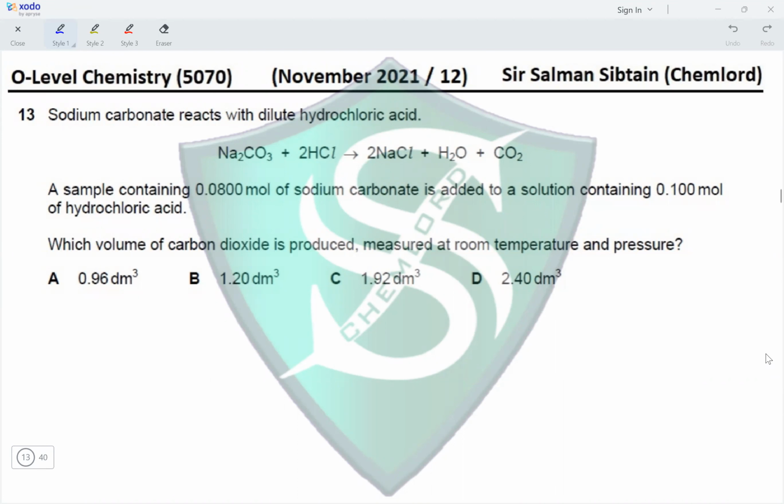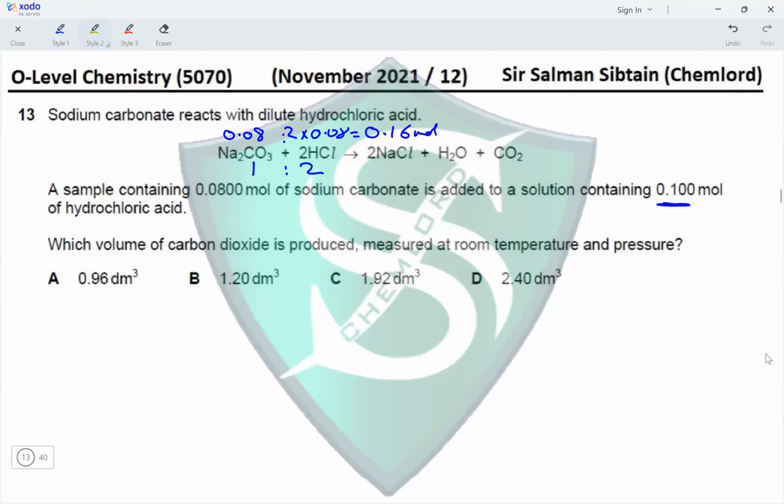Okay, so now in this equation, moles of Na2CO3 is to moles of HCl is 1 is to 2, which means if they have 0.08 moles of Na2CO3 reacting, so the moles of HCl required would be 2 into 0.08, which will give us 0.16 moles. And this is not the value given. The value given is 0.1. So this makes HCl the limiting reactant.